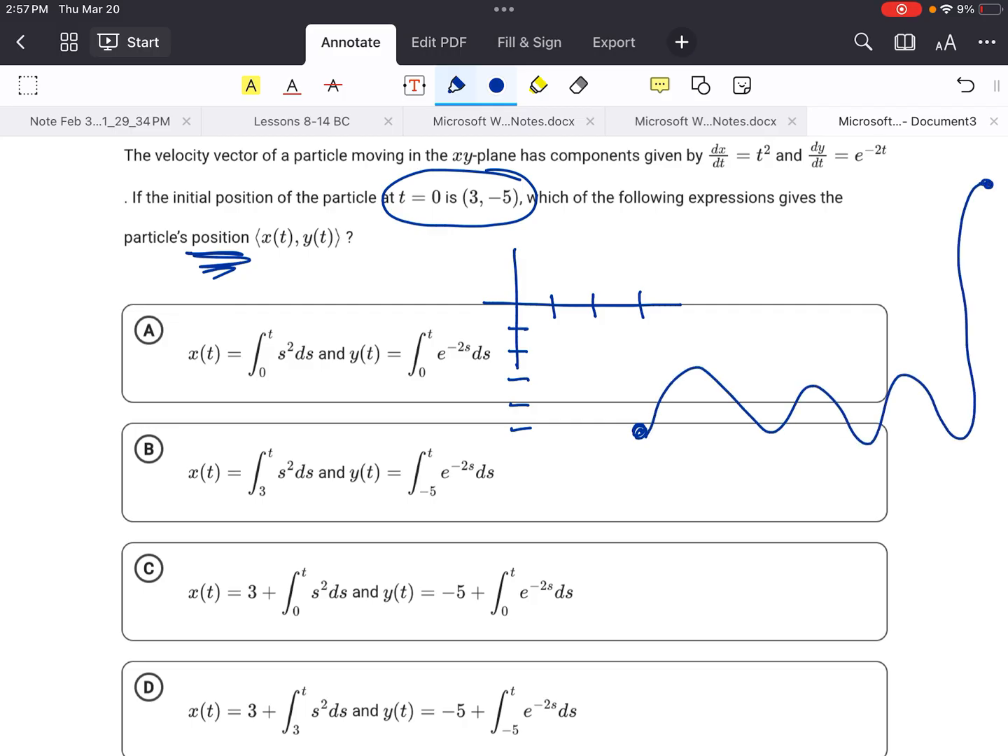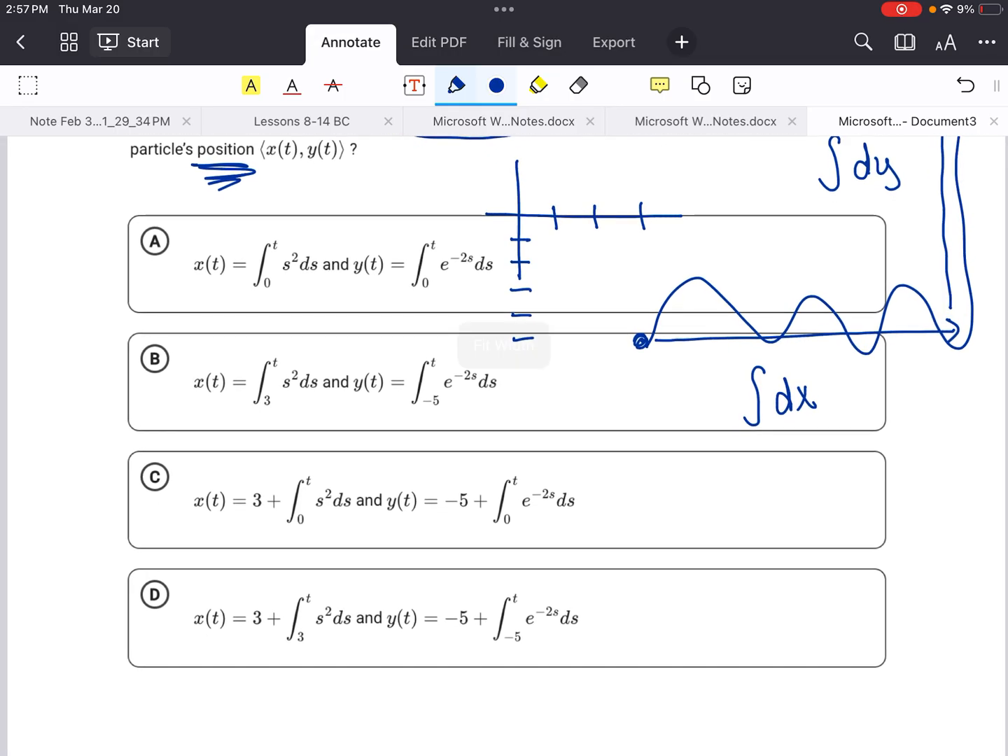but I want to know where it ends up. So what I really need to know is how much did it move left or right? I need to know the total that it changed in the x direction, and how far did it move up or down? What is the total amount of change in the y direction? And if I know where it started and how much it changed, then I can figure out where it ended up. So which of these is going to tell me that?